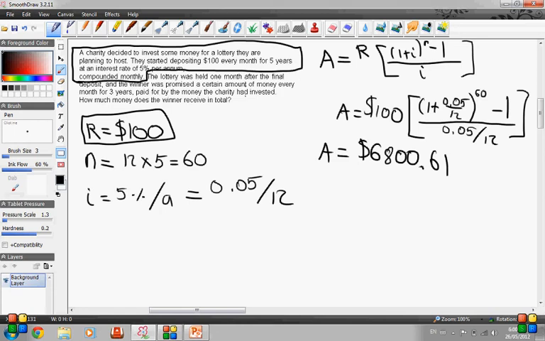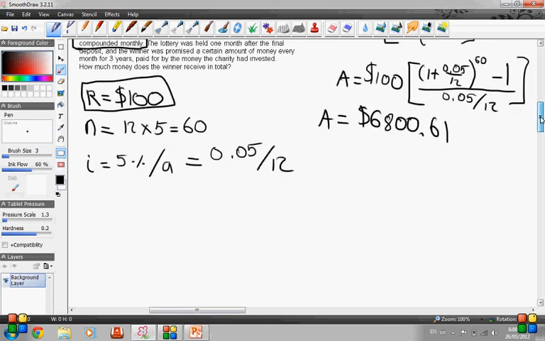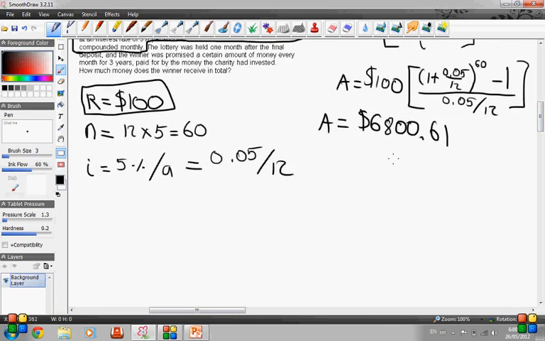The lottery was held 1 month after the final deposit, and the winner was promised a certain amount of money every month for 3 years, paid for the money the charity had invested. How much money does the winner receive in total? So this is talking about the present value of an ordinary annuity, because we can see that there are regular withdrawals made from an account at regular intervals of time.